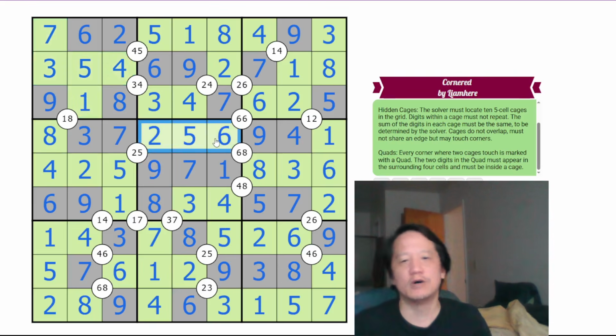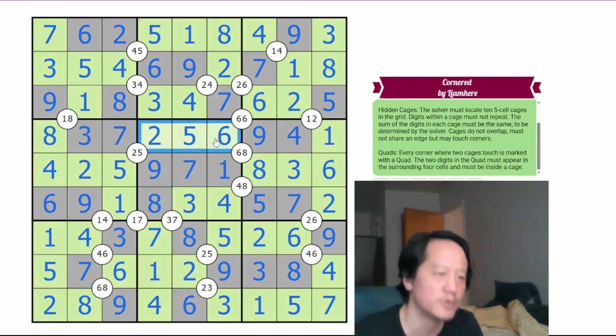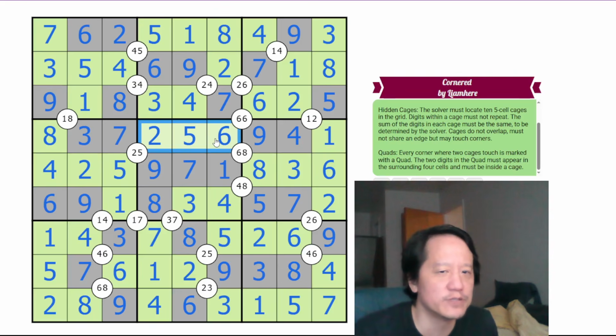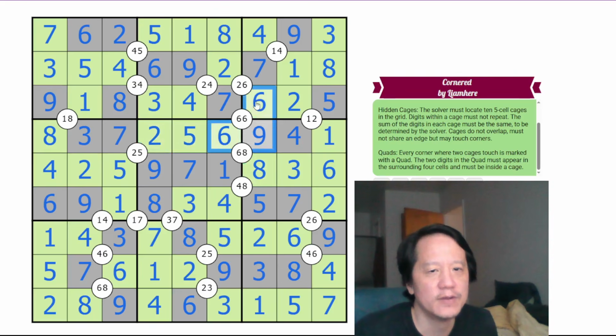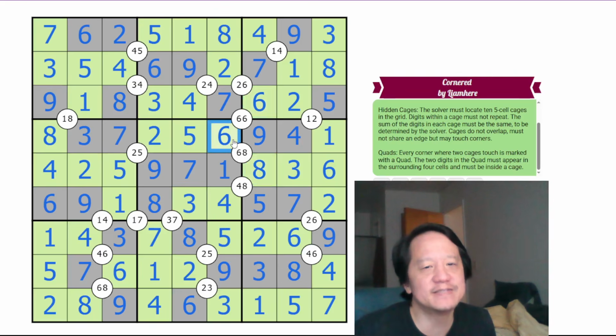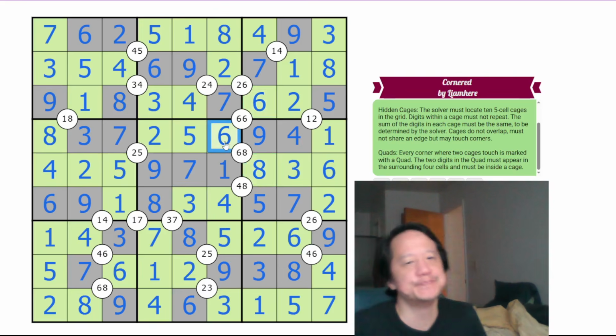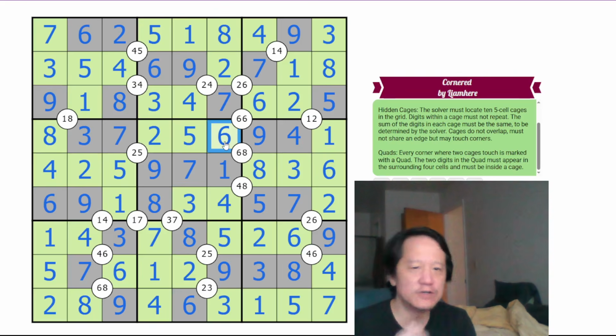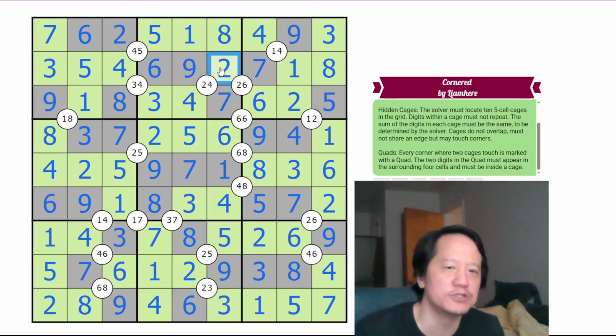I liked how the quads fulfilled essentially multiple functions here. And that actually made for some interesting solving here. Is it very easy? If you understand how quads work, it can be. You don't usually see quads right next to each other in this sort of situation. So that's actually very interesting.